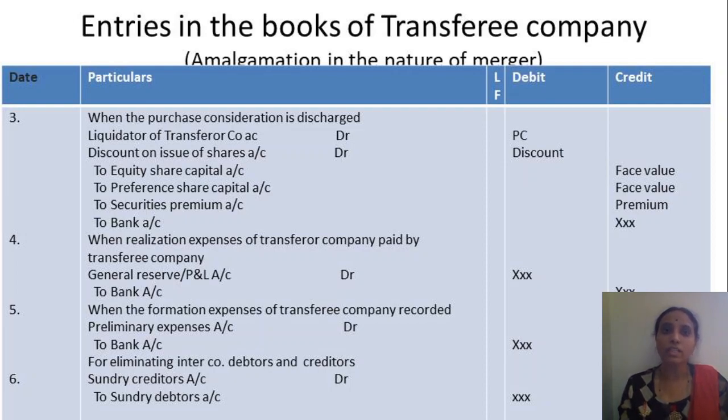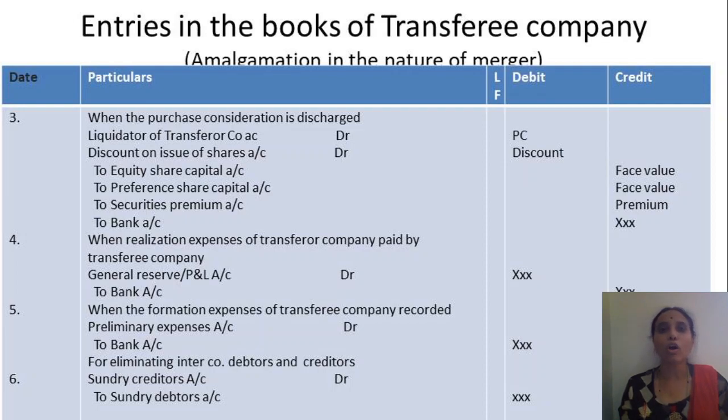We took discount on issue of shares, if any, the discount amount, to equity share capital account face value and to preference share capital account face value, to securities premium account premium amount and to bank account whatever the amount you are going to pay. So here, purchase consideration can be paid in the form of equity shares, preference shares, securities premium and bank. So in these forms you are going to pay. So this is the journal entry to be passed when the purchase consideration is discharged or paid, we say.